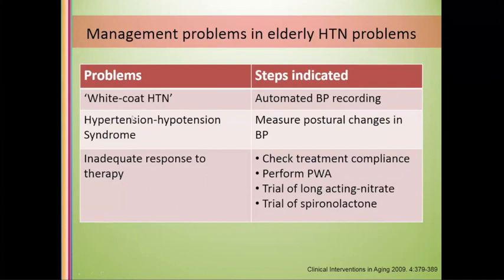Hypertensive syndrome. So measure postural changes in the blood pressure. Because there is a higher chance of orthostatic hypotension, we should actually measure their postural changes. So for older people, it's not only that we ask them to sit and we measure, we will take sitting and standing position as well.